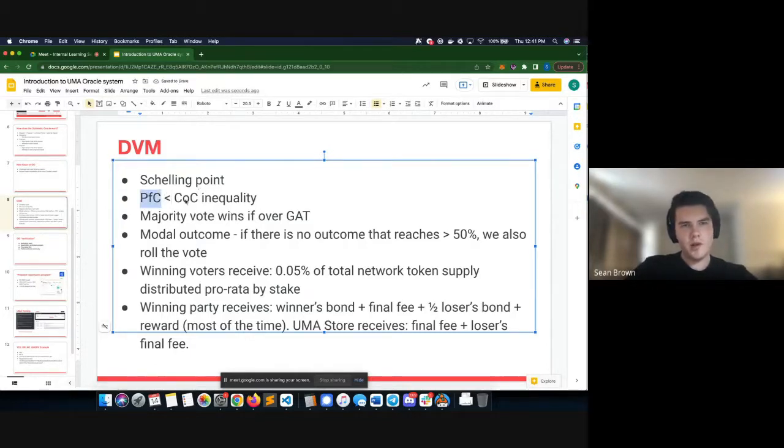This should always be smaller than the cost of corruption. So in our system, to win a vote, you need to have more than 50% of UMA voting tokens vote with you. So the cost of corruption is simply the amount that it would take to either bribe or purchase enough UMA tokens to vote dishonestly in a DVM price request.